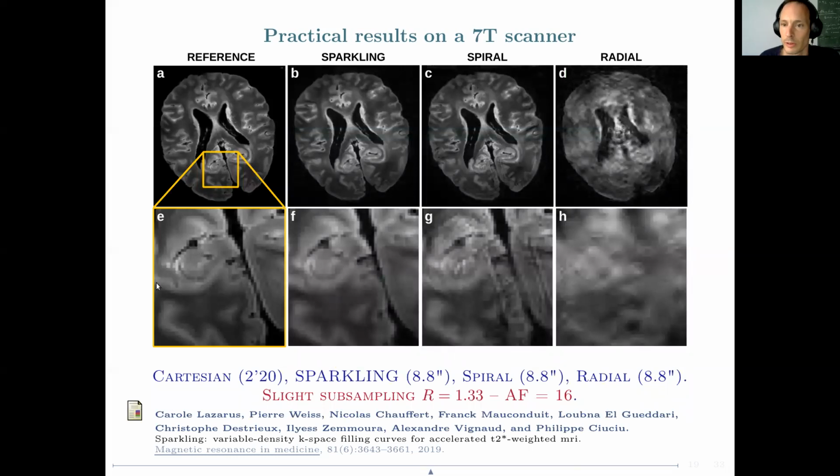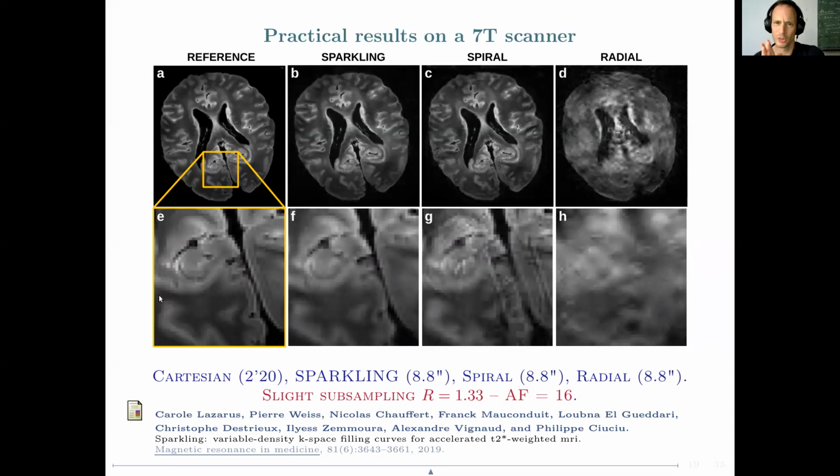Those results were published recently in Magnetic Resonance in Medicine. Here you have the reference image. Here you have the SPARKLING result. You see that the quality is quite good, and it possesses fewer artifacts than the result obtained with a spiral trajectory, for instance. Here there was an acceleration factor of 16, meaning that for this in vivo acquisition, taking this image was 16 times faster than taking this image.